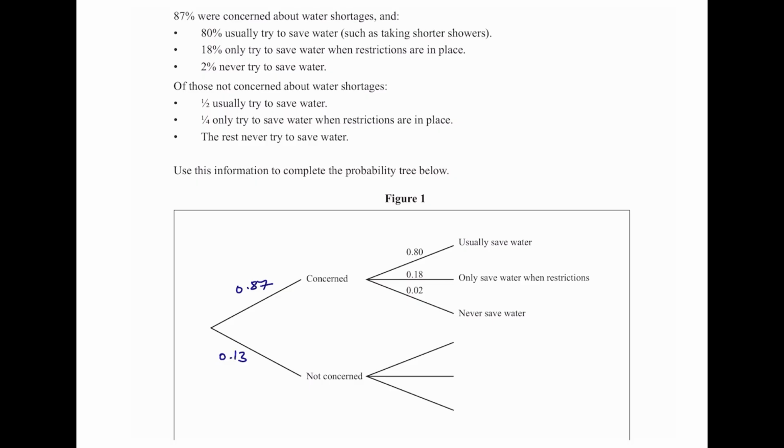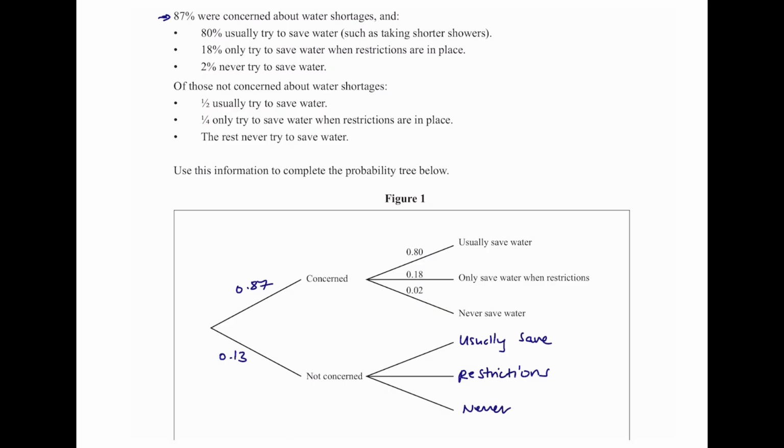So now, given that they're concerned, we look down to our next branch, they've already filled it out for us, so we don't need to worry about that. So we'll just look at the ones that are not concerned. Of those that aren't concerned, half of them usually try to save water. So usually save only. Sorry, that one's restrictions. So they only save when there's restrictions, and then there's some that don't. So never.